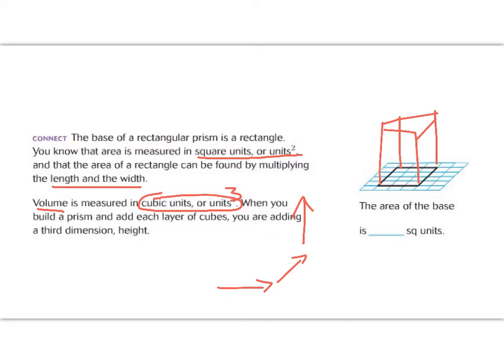The shape here, if you look at the bottom, has 1, 2, 3 on this side, and 1, 2, 3, 4 on this side. We could count inside, or we could multiply. When we find the area, we multiply length times width. So 3 times 4 means that the area of this base is 12 square units. Great job so far. Let's keep going.